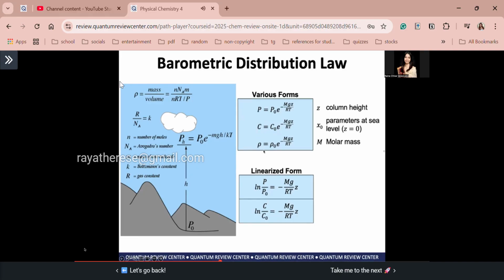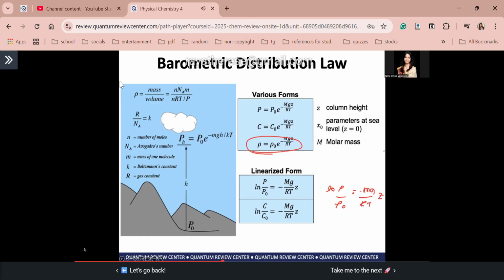Lastly, we can get the density. So this is the initial density, this is the final density at a certain height. So density is equal to initial density times e to the power of negative mgz over RT. Okay. And lastly, we can have a linearized form of our barometric distribution law. So that is ln P over P naught is equal to negative mg over RT times Z, or ln C over C naught equal to negative mg over RT times Z. So we can express this equation through this.